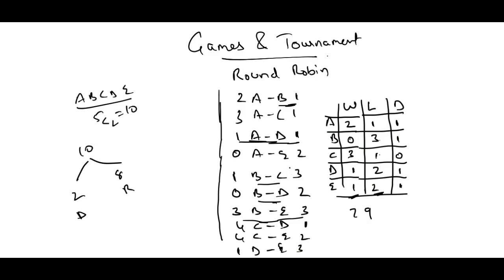Coming to E, E has a win against A, E has a draw against B, E has a loss against C and E has a win against D. So it has 2 wins, 1 draw and 1 loss.